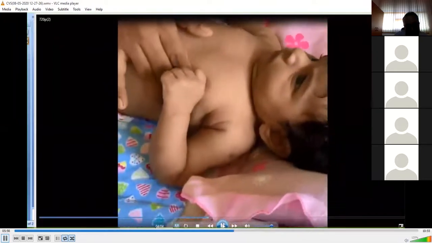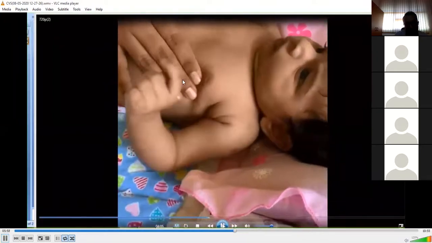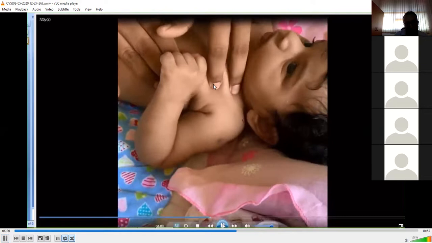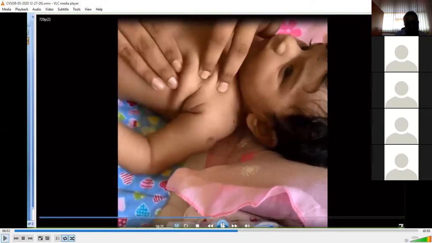Now she has got the apex on the right side. She's now looking at the out. Once you localize the apex, you need to count the ribs and find out whether it's in the 4th intercostal space or 5th intercostal space.